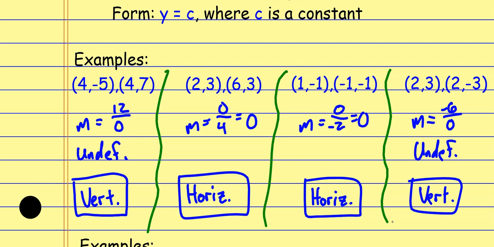And hopefully you're looking at this going, okay, I know what the equation of each of these is. The first one's x equals 4. The next one's y equals 3. Then y equals -1. Then x equals 2. Because that's the value that stays the same in each of these. Okay?